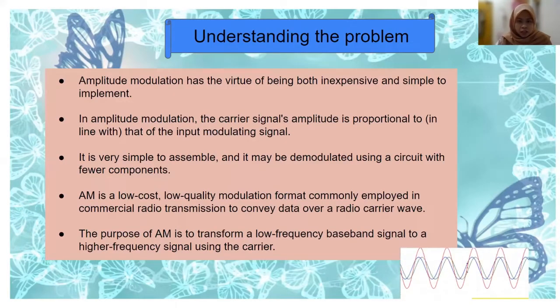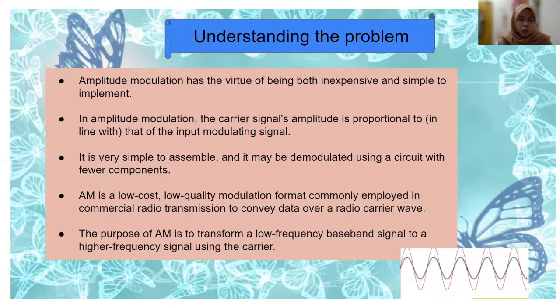Next is understanding the problem. These are the advantages of AM modulation, which is both inexpensive and very simple to implement. Next, in AM modulation the carrier signal amplitude is proportional to the input modulating signal. It's very simple to assemble and it may be demodulated using a circuit with fewer components.